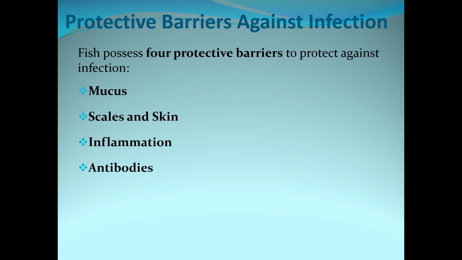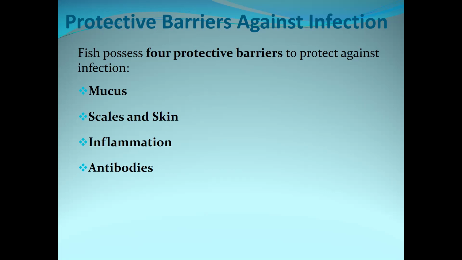Right, so again, back to protective barriers against infection. Fish possess 4 protective barriers to protect against infection: mucus, scales and skin, inflammation, and antibodies. And this is common with almost all organisms, except maybe the mucus part, right? We do produce some mucus as well, in our nasal passages. That's why when we get sick, we get a runny nose and all of that, right? So again, mucus build up.